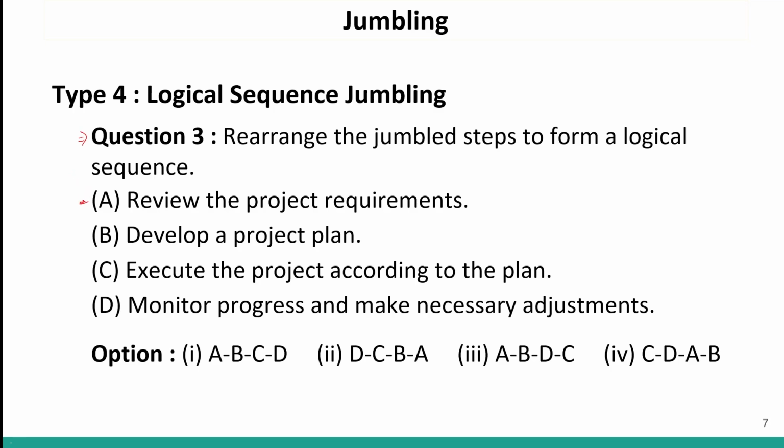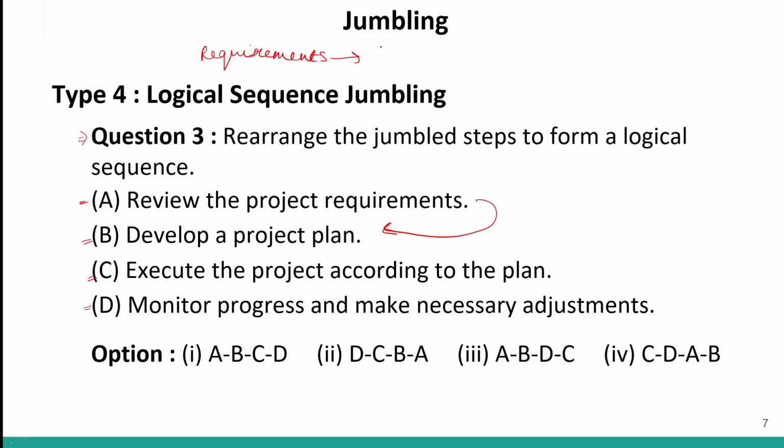A. Review the project requirements. B. Develop a project plan. C. Execute the project according to the plan. And D. Monitor progress and make necessary adjustments. So the first thing is, we have to review the project before making a plan. So first we have to look at what the requirements are. Only then we can make a plan. So the first thing will be to see what the requirements are.